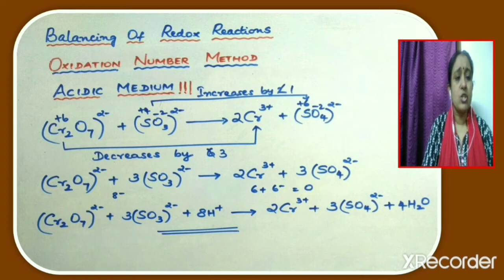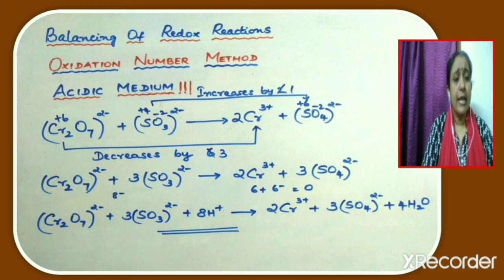Now how can we make the charges the same on both sides of the equation? Since it is acidic medium, we need to add the required number of H+ ions. Since it is 8- on the reactant side, we can add 8 H+ on the reactant side so that the total charge will be 0. 8+ and 8- gives you 0. The total charge will be 0 on both sides of the equation. So now when we add 8H+, the equation becomes Cr2O7 2- + 3SO3 2- + 8H+ gives 2 Cr3+ + 3SO4 2-.